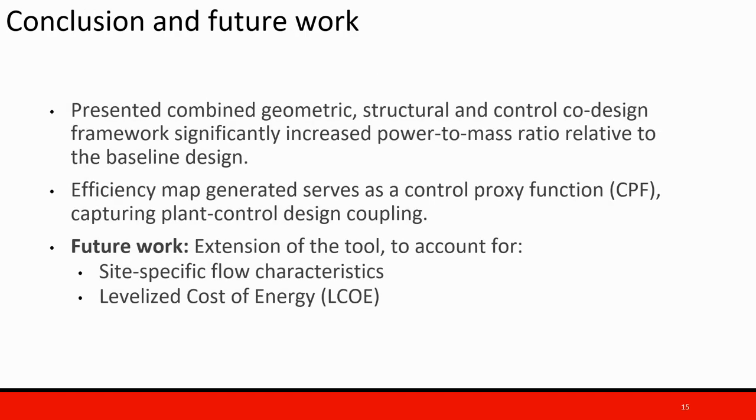In conclusion, the presented combined geometric, structural, and control co-design framework significantly increased the power to mass ratio, the chosen techno-economic metric, relative to a baseline design. The efficiency map generated serves as a control proxy function, which captures the plant-control design coupling and eliminates the need to run the controller in the optimization loop. Future work would be extension of this tool to account for other techno-economic metrics like site-specific flow characteristics or levelized cost of energy.